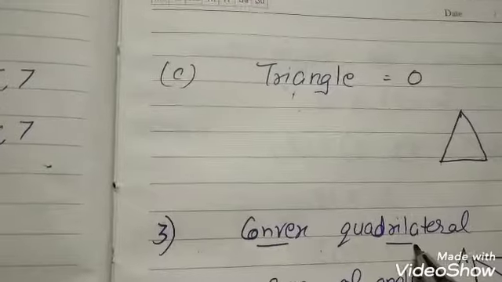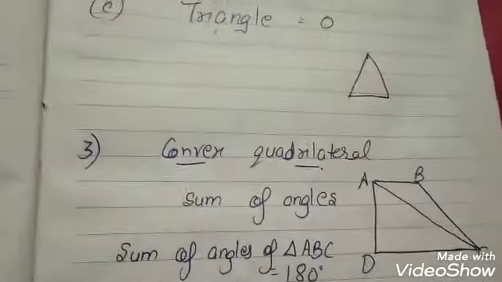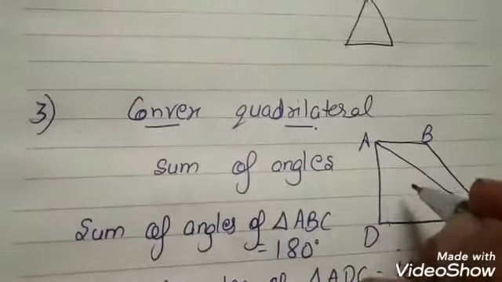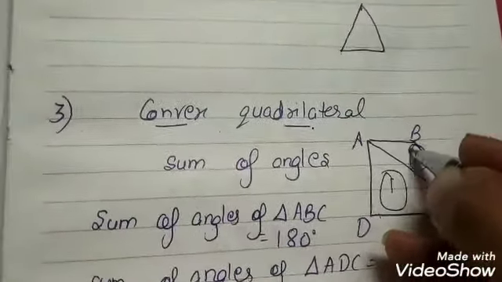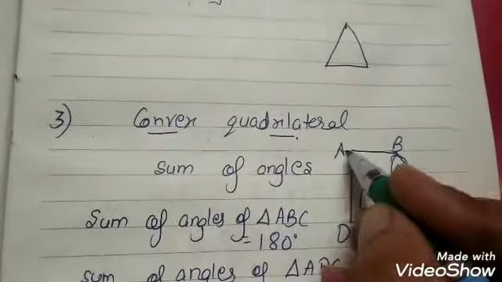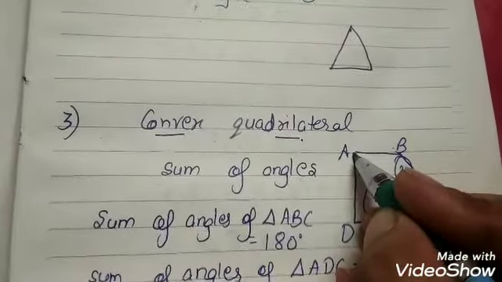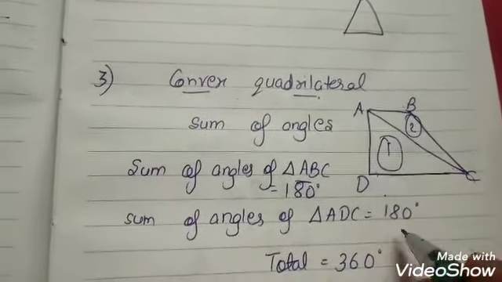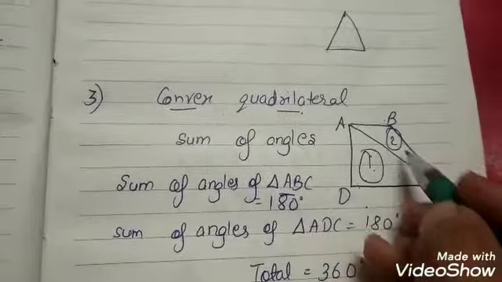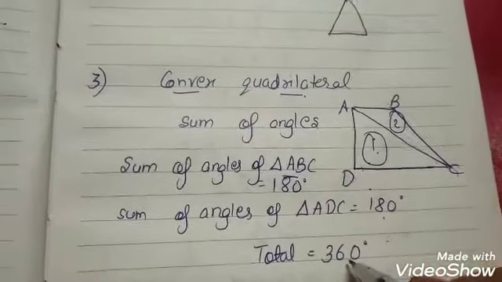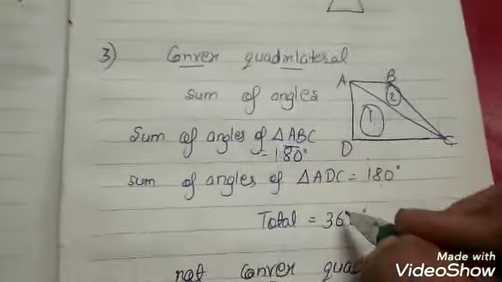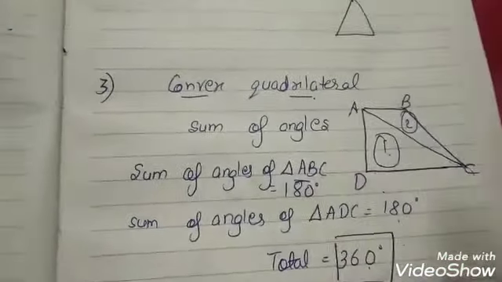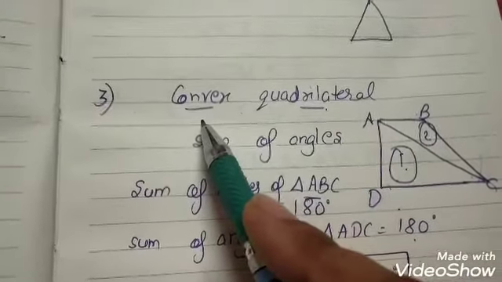What is the angle sum of the quadrilateral? See, I have made one quadrilateral, and I have divided it into 2 triangles. This is the first triangle, this is the second triangle. And you all know that the sum of the angles of a triangle is 180 degrees. So the angle sum of triangle ABC is 180 and ADC is also 180. And this 180 plus 180 will become 360. So what is the angle sum of the quadrilateral? It will be 360. Then they are asking, if your quadrilateral is not convex, will this still be the same?